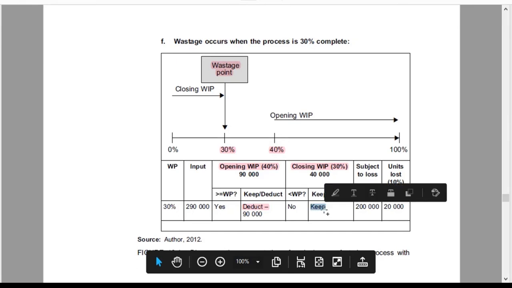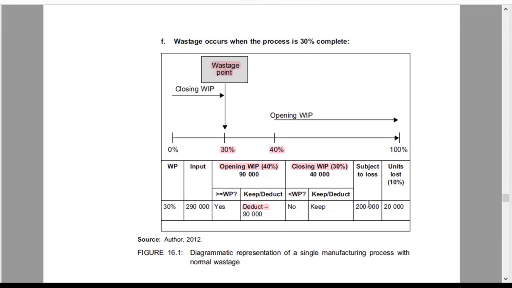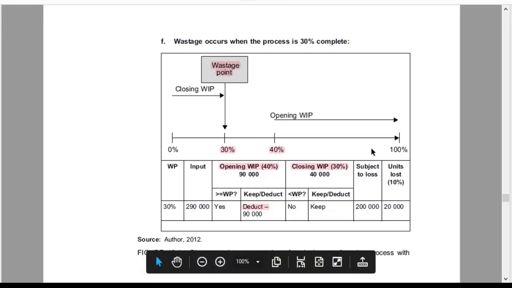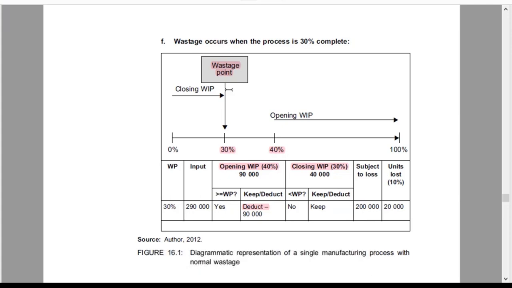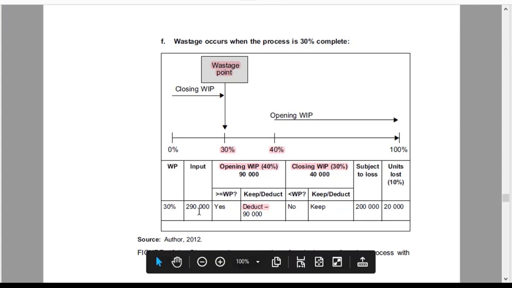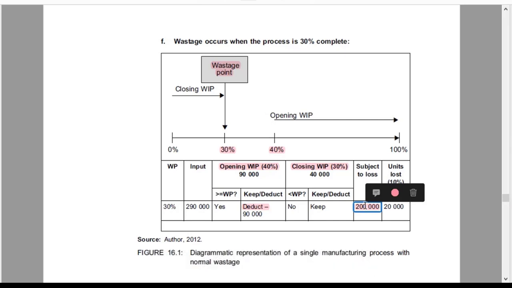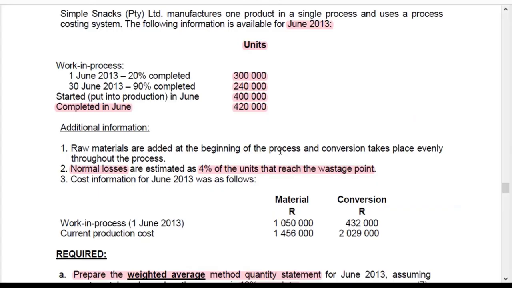You keep it. Therefore, you say, what are the total units that are going to experience this loss? So I started with 290. I'm taking out the opening WIP. I'm keeping the closing WIP. Then I'm remaining with 200,000. After you have defined the number of units that will experience this loss, you ask yourself, how much of these units am I going to lose? I'm going to lose 10%. That's the 200.